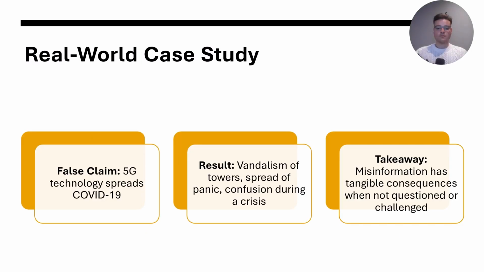Here's a real example of misinformation in action. A false claim that 5G technology was responsible for the spread of COVID-19. The result? People vandalized cell towers, panic spread, and it diverted attention from real, science-based health messaging during a crisis. This case shows that misinformation doesn't just live online. It leads to real-world damage when we don't question it. The key takeaway: always pause, investigate, and think critically, because false information has consequences.